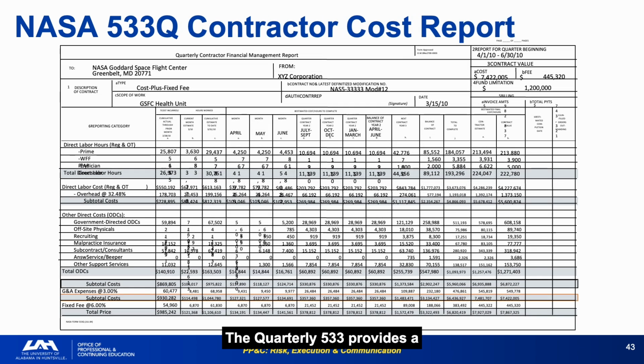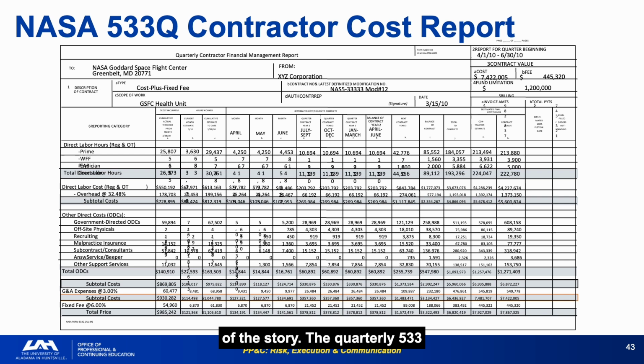The quarterly 533 provides a more detailed view of contractor cost performance, including direct labor hours and cost by category, overhead, ODC, G&A, and fee, organized by period with cumulative and estimated completion columns. Every column in this report has a specific analytical purpose. Column 7C is cumulative actuals, column 7D is cumulative plan, column 9A is estimated final cost. The relationships between these three columns tell most of the story.